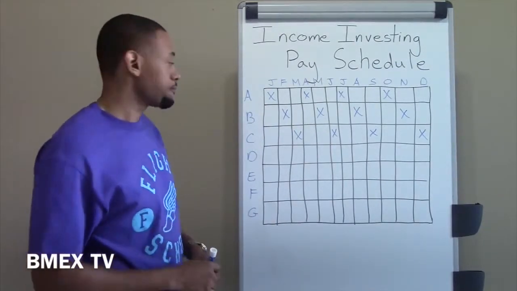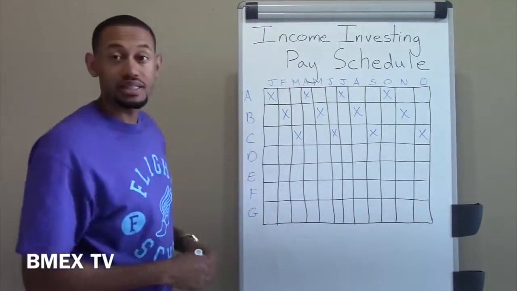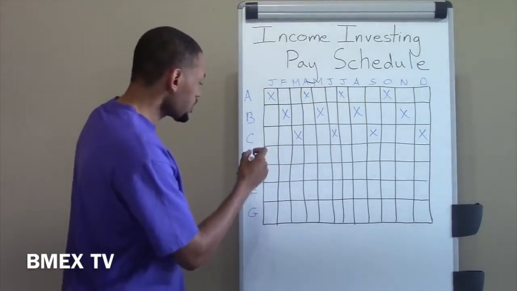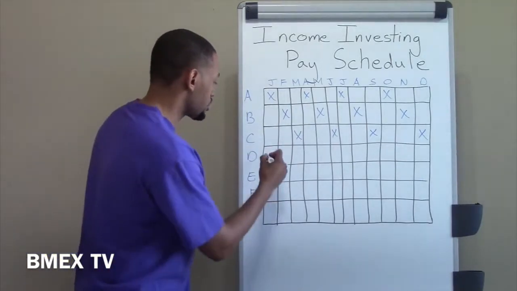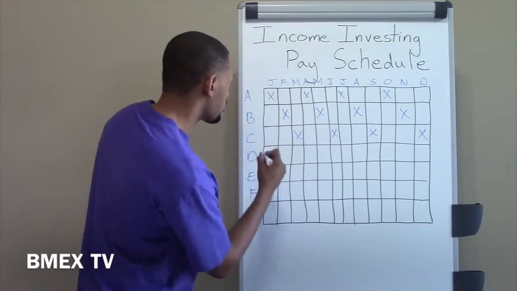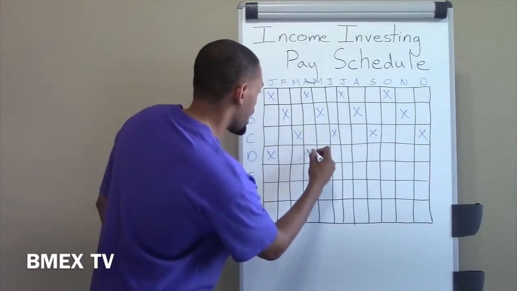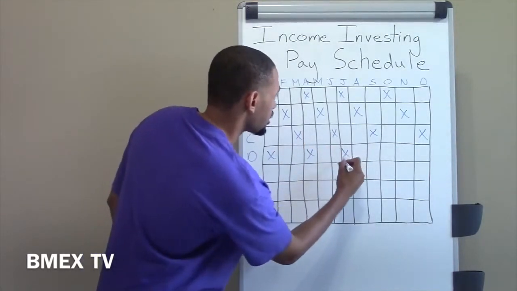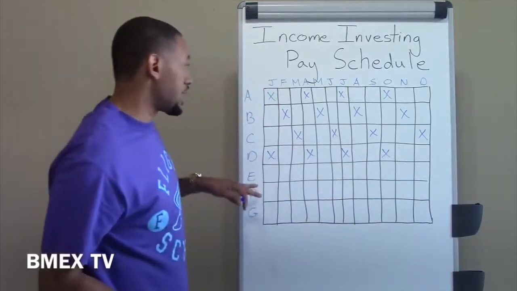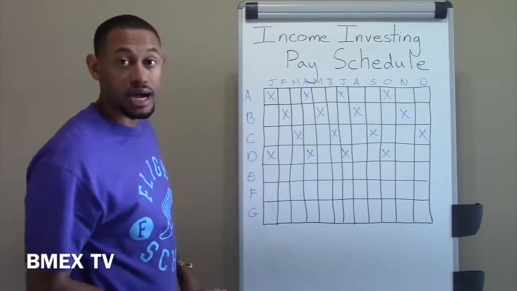But it doesn't stop there. Now let's repeat this again. Let's say stock D has the same schedule as company A. So boom, January, April, July, and October. Then stock E has the same payout as stock B.